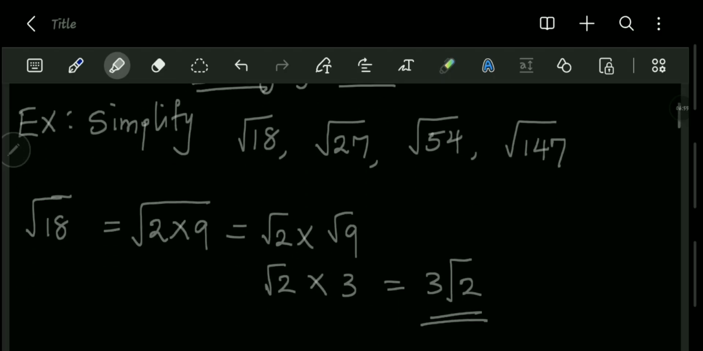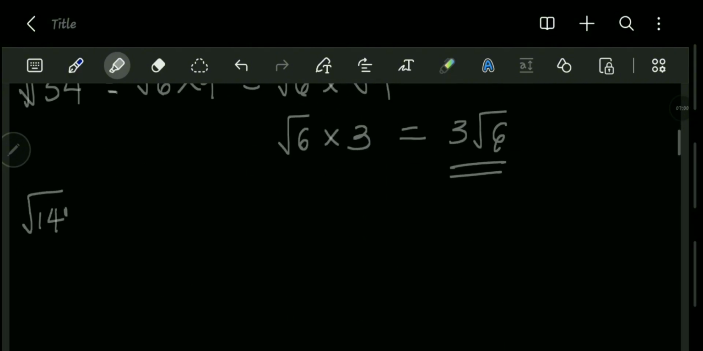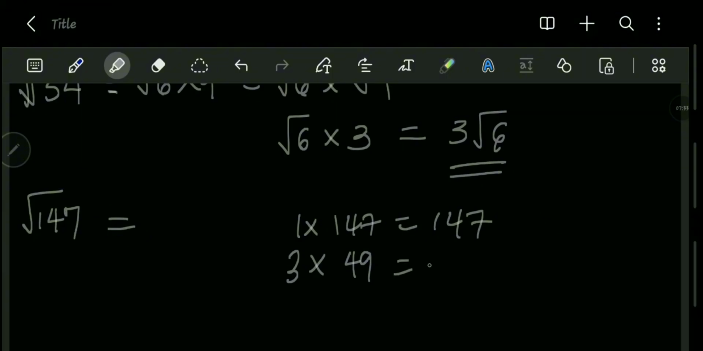Then for the last question, I have surd 147. For this problem, I'm going to look for two numbers that multiply to give me 147. That is, I'm going to look for all the factors of 147. Starting from 1 times 147 is 147. I've used 1. Let's try 2. I don't think 2 is a factor of 147. It's not. 147 divided by 3. Okay, 3 is a factor. So 3 multiplied by 49 is going to give me 147.